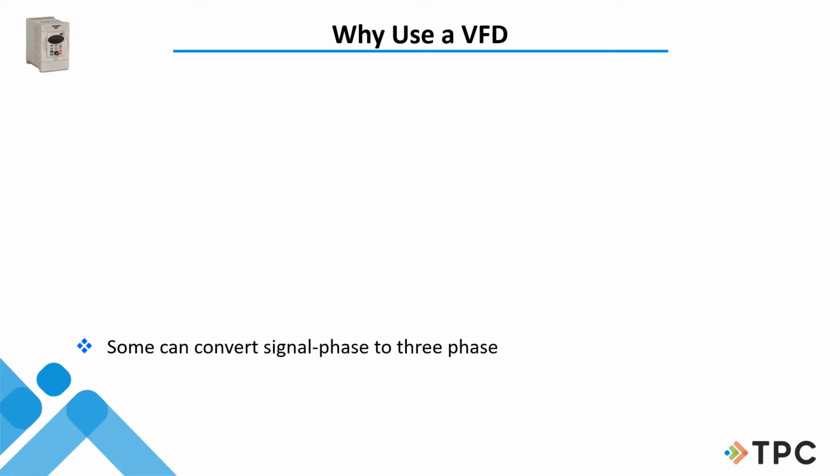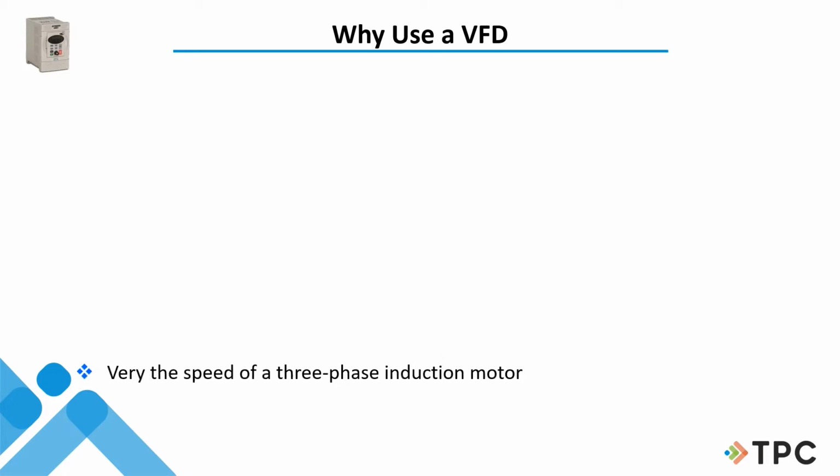A lot of the drives, the smaller drives, can go single phase to three-phase. So in your home, I guess you could put a VFD on your drill press or your bandsaw or something, if you want to vary the speed instead of changing pulleys. Some do that, some don't. Again, it depends on your needs and what you want to do. So there's an awful lot of things that a VFD can do. And of course, varying the speed of the motor is one of them.